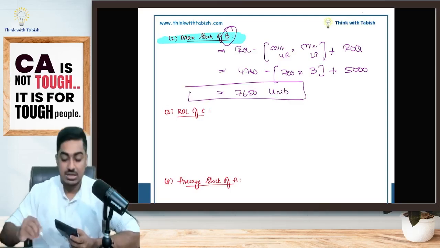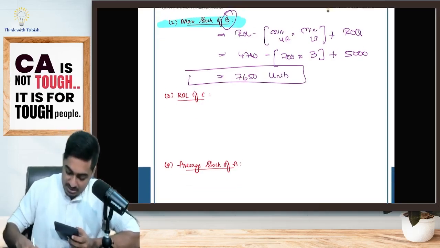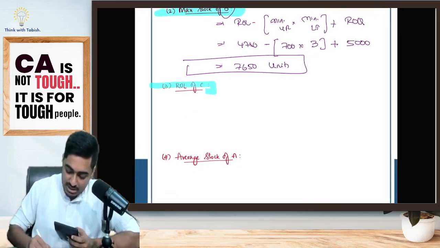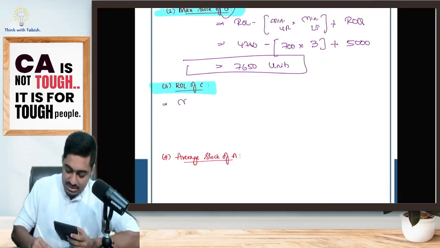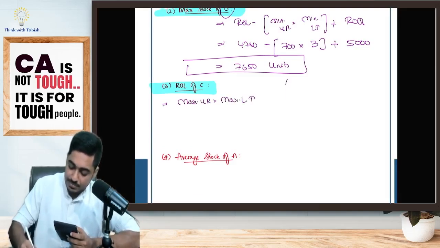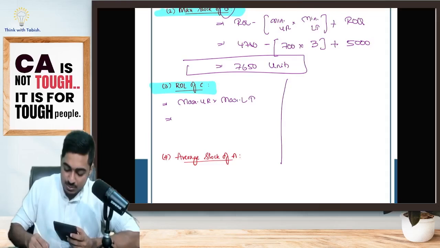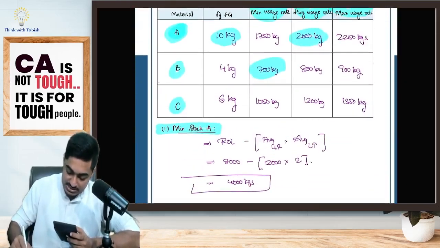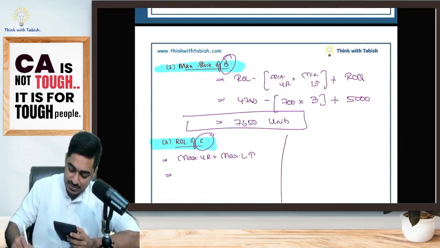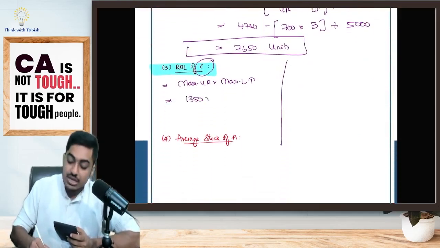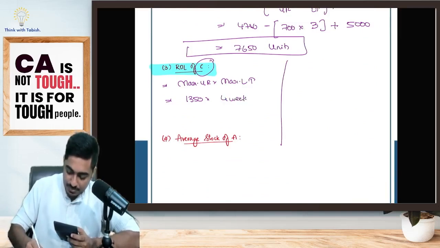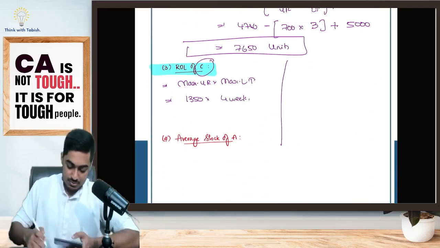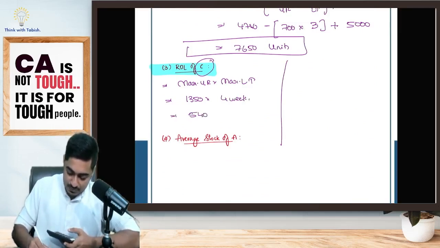Give me a confirmation. Third one. What is my third one, students? Question is asking me reorder level of C. Tell me what is the formula of reorder level? Sir, it is maximum usage rate into maximum lead time. Okay. Yes, what is the maximum usage rate I want for C? Maximum usage rate is 1350 kg per week. Into, for C, maximum how much time can it take? It can go up to 4 weeks also. So it is going to be 1350 into 4, which is going to be 5400 units.